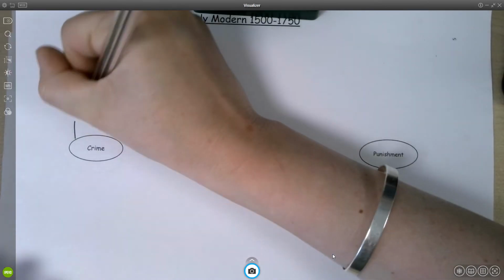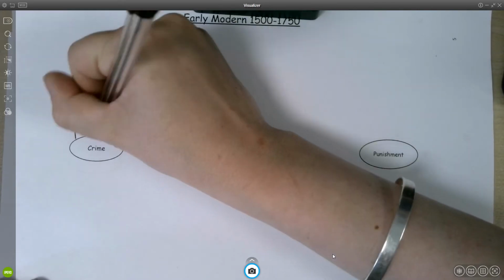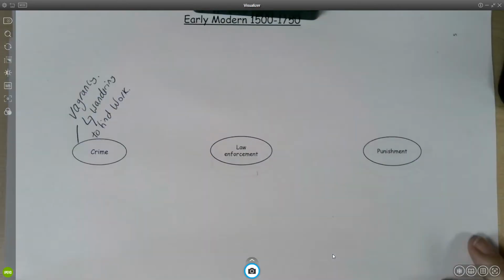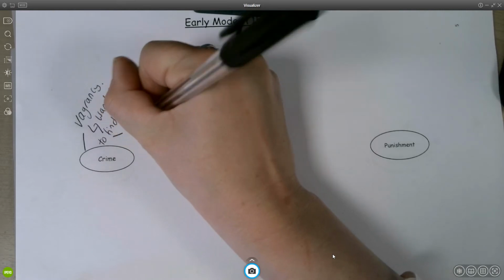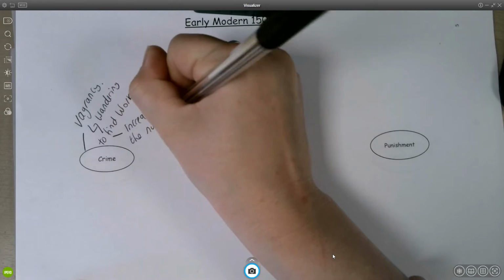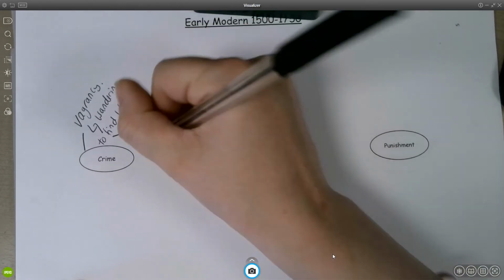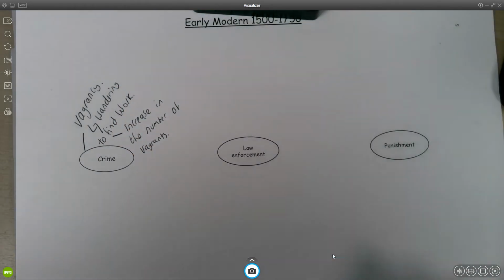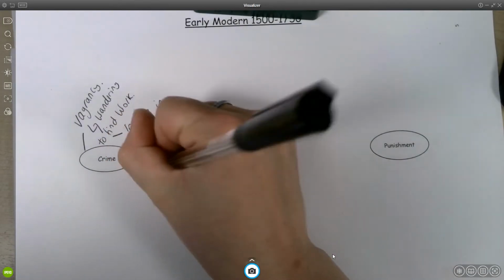And vagrancy is the crime of wandering around to find work. Now, this isn't a new crime, but it does have a significant increase in the number of vagrants in this time period. Vagrancy had emerged in the medieval period, but it increases in the early modern period. And there's a number of different reasons for that. One is population growth.